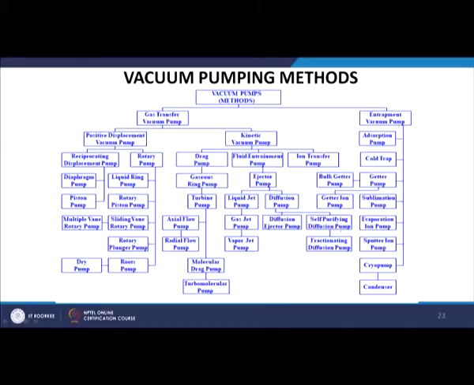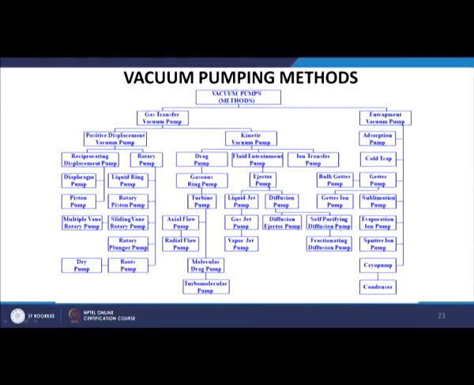Okay. The entrapment vacuum pump can be an adsorbent based pump, a cold trap based pump, and then getter pump, sublimation pump, evaporation ion pump, sputter ion pump, cryo pump and condenser pump. So, these are all different varieties of pumps, but the mostly important ones, which we will discuss, are 3 different varieties which are used extensively in material science and in different industries.